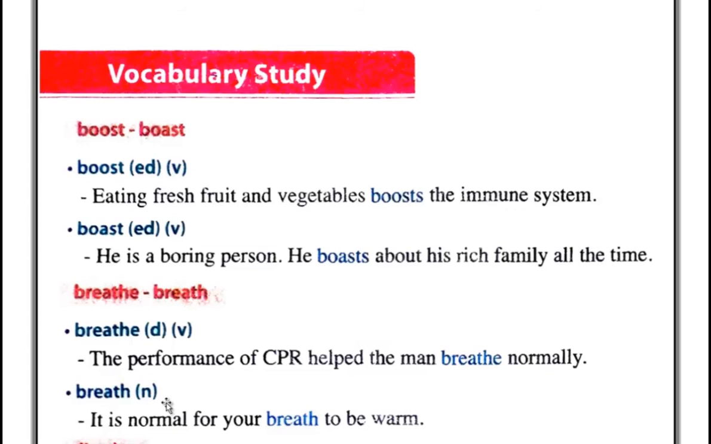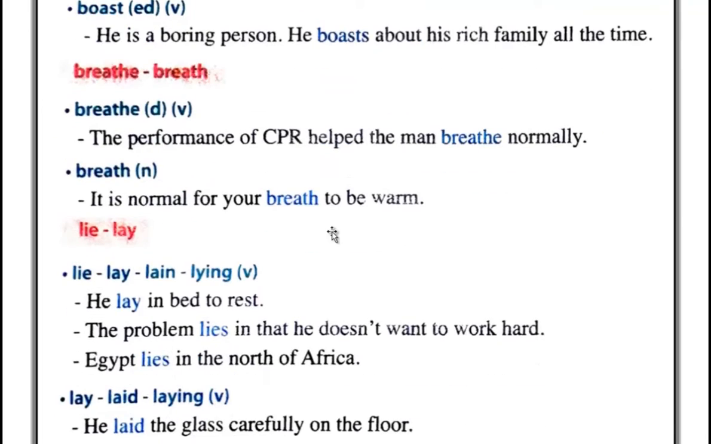Breath is a noun. It is the process of taking the air into the mouth and letting it go out. It is normal for your breath to be warm. Right? We have here some confusing words.